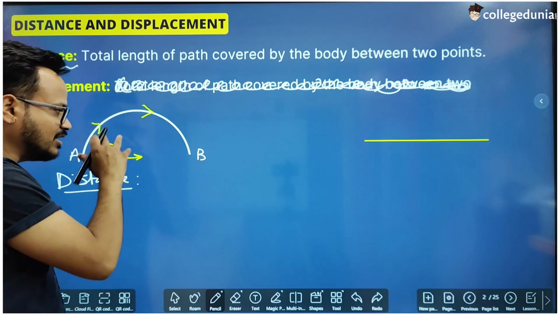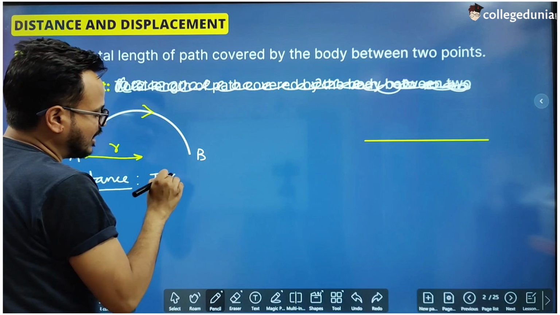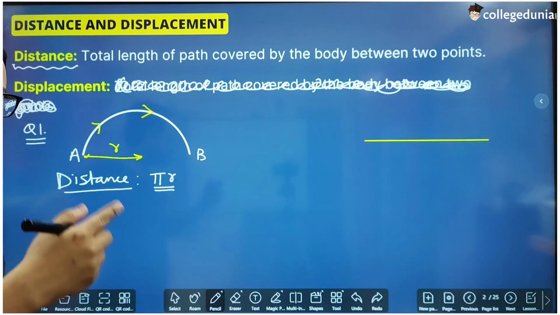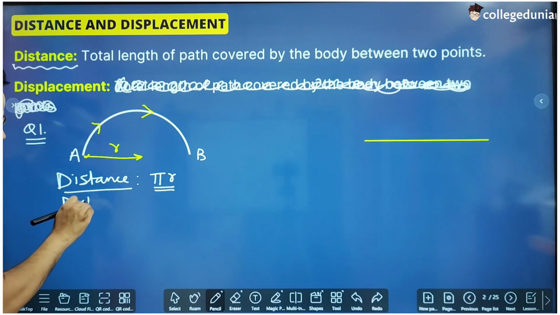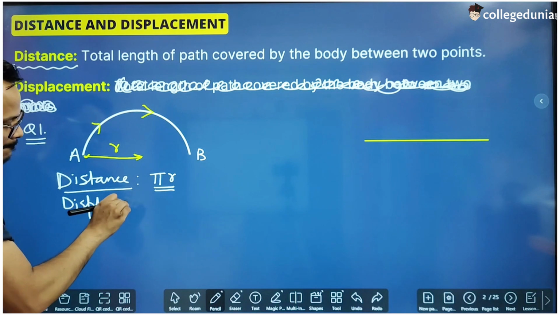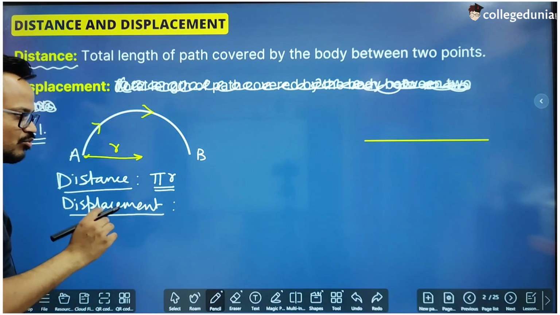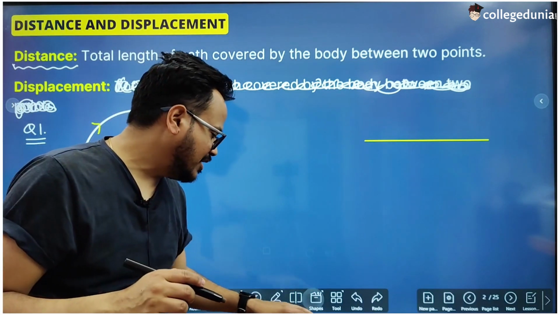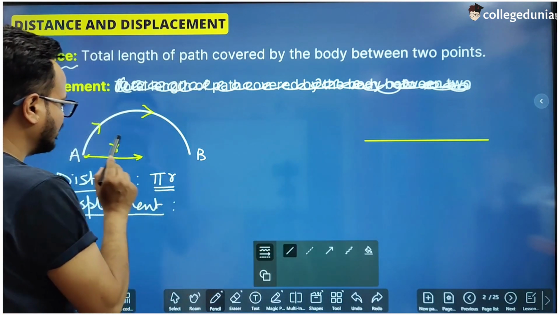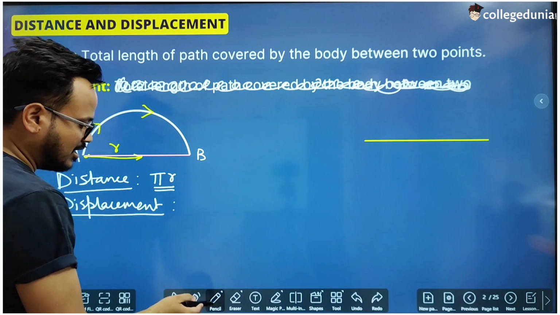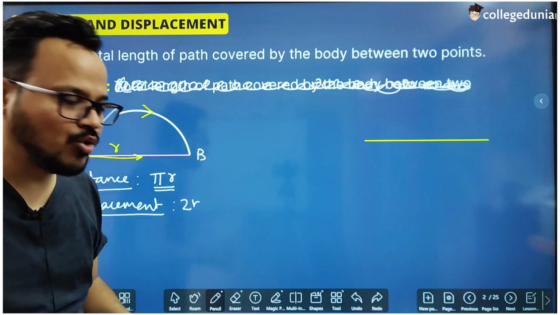So the length of this path is half the circumference of the circle, which is half of 2 pi r, that is pi r, because the circumference of the circle is 2 pi r. Right? And displacement is what? It is the straight line distance between the initial and final position. So what is the straight line distance between the initial and the final position? This length, and it is equal to the diameter of the circle. So displacement is 2r, right?